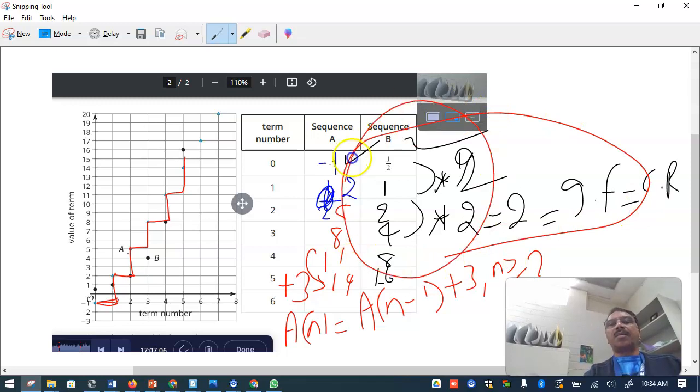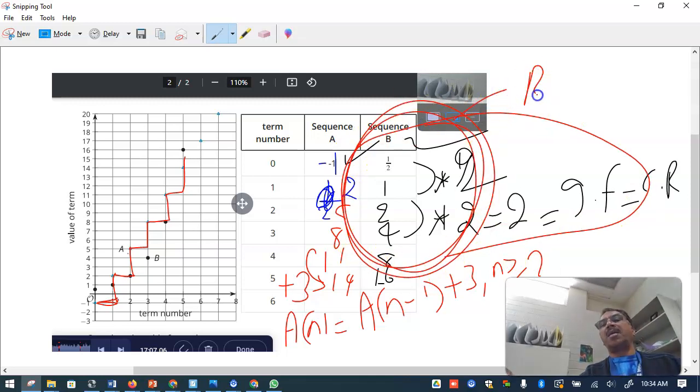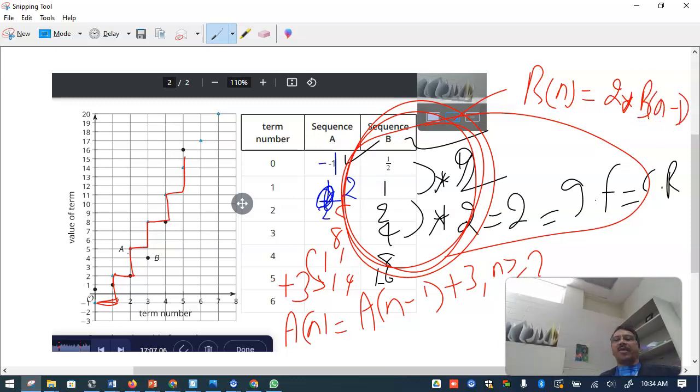For this sequence, you can also write b of n is always 2 times. Okay, I hope this video helps just to understand how to write recursive definition.